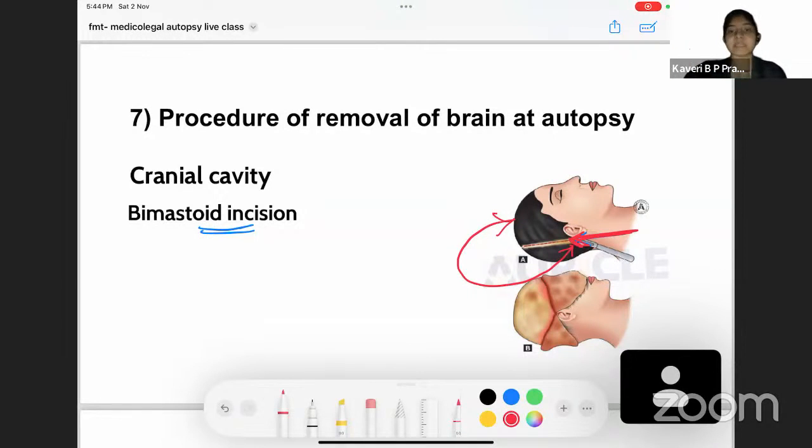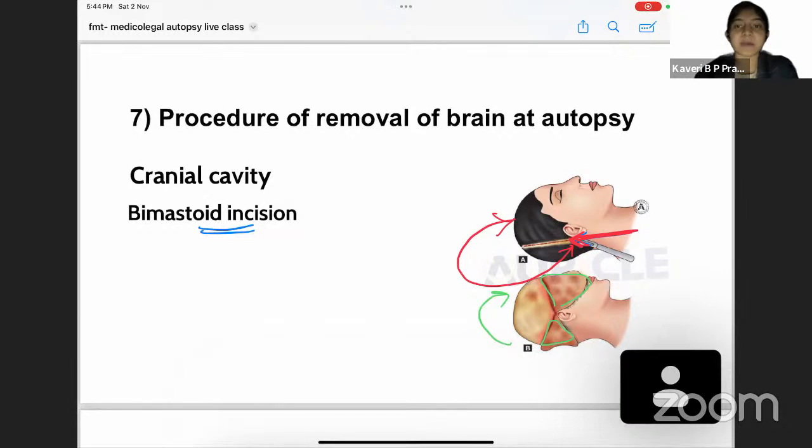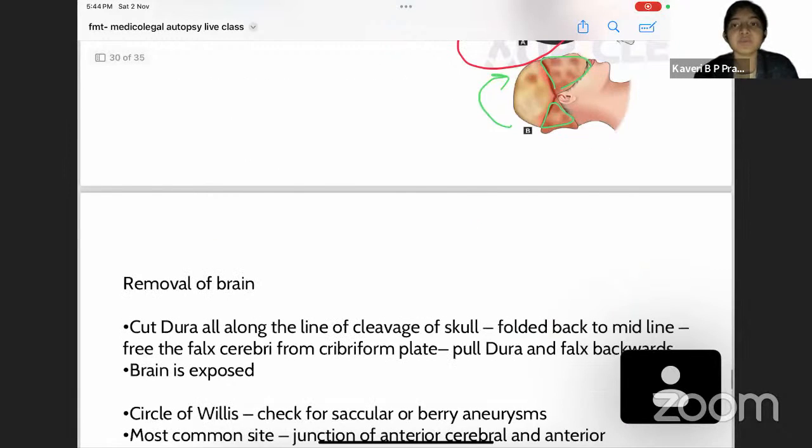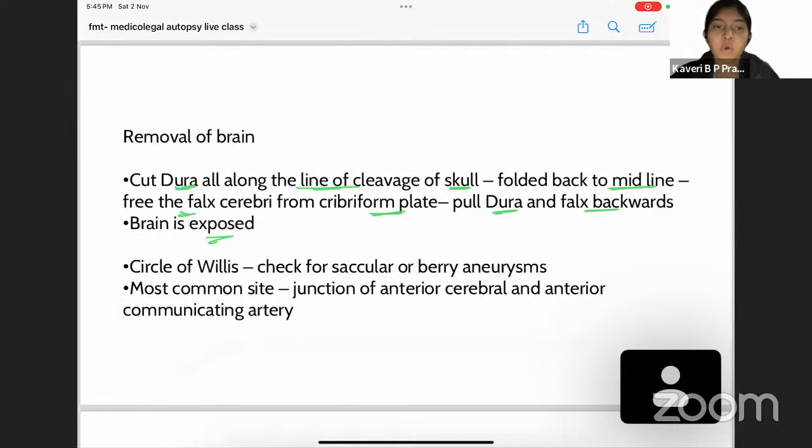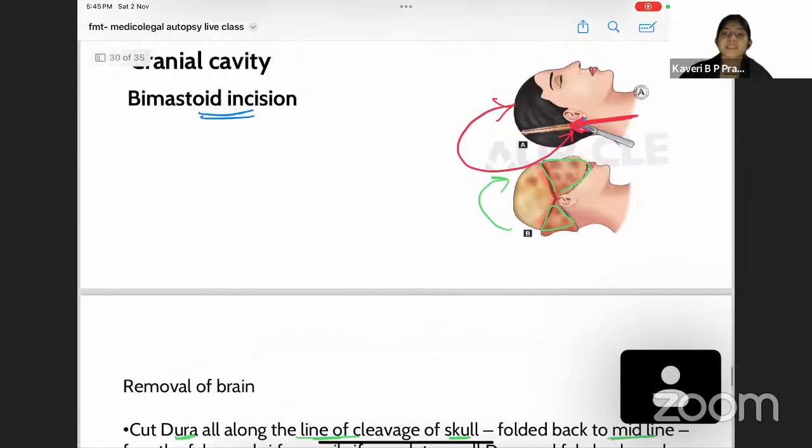Then you hold the entire incision and reflect it. So you can see in the next image, no, this entire flap is reflected from the head. So this is called a bimastoid incision. So after you do this incision, you're going to remove the brain. How are you removing the brain? You have to cut the dura all along the line of cleavage of the skull, and then it is folded back to the midline. Free the falx cerebri from the cribriform plate, pull the dura and the falx backwards, then the brain is exposed. So basically, as you can see in the image, after you remove the skull cap, you're going to tightly hold the dura with your hands, and you're going to reflect it in such a way that it gets separated.